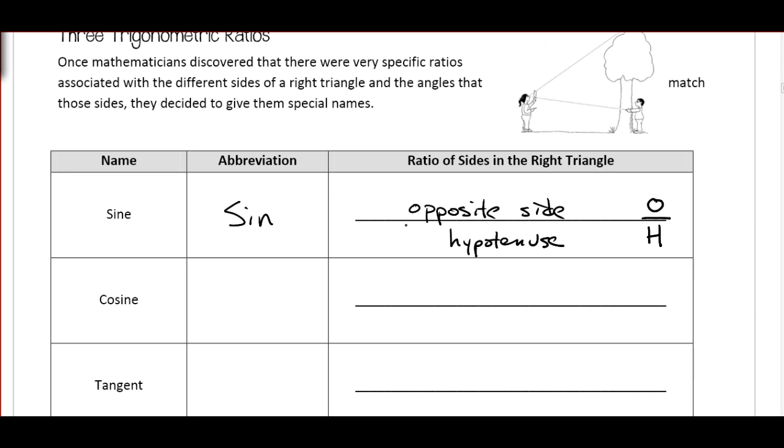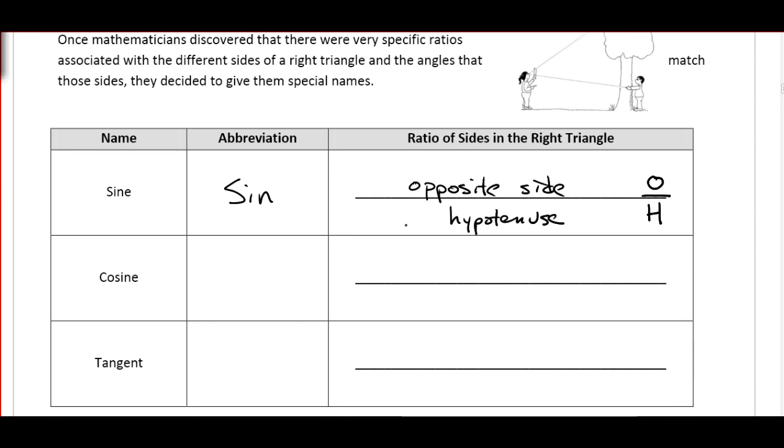Alright, so that's the sine, and you're going to want to memorize these three trig ratios, and I'll give you a little trick to hopefully help you memorize them. Next we have the cosine, which we abbreviate COS, but we still say cosine. This is the ratio of the adjacent side of the right triangle to the hypotenuse, and I'll abbreviate this a lot of times as A over H, adjacent over hypotenuse.